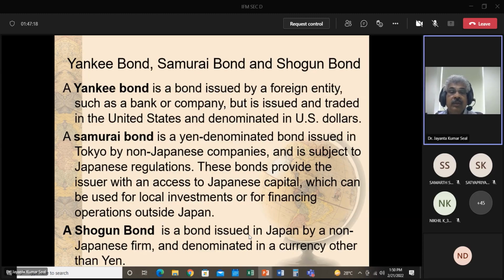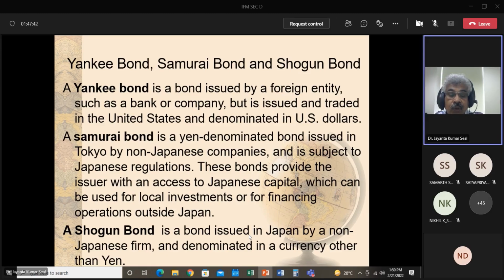Samurai bonds are yen denominated bonds issued in Tokyo by non-Japanese companies and are subject to Japanese regulations. These bonds provide the issuer with access to Japanese capital, which can be used for local investment or for financing operations outside Japan.